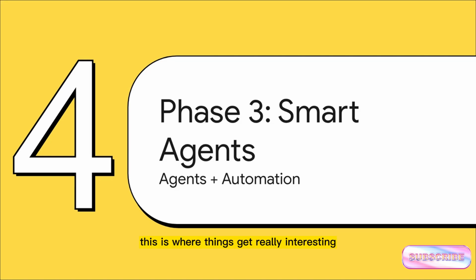Okay, phase 3. This is where things get really interesting. We're moving beyond just answering questions and into building what we call smart agents. This is where the AI doesn't just talk, it actually does things and automates complex tasks for you.